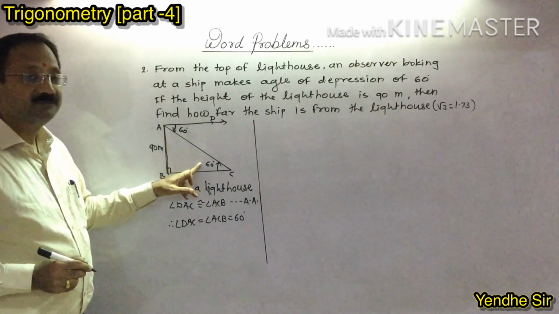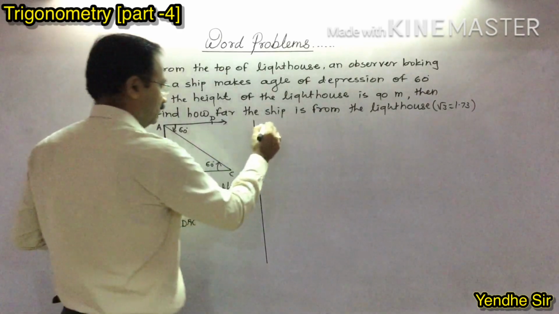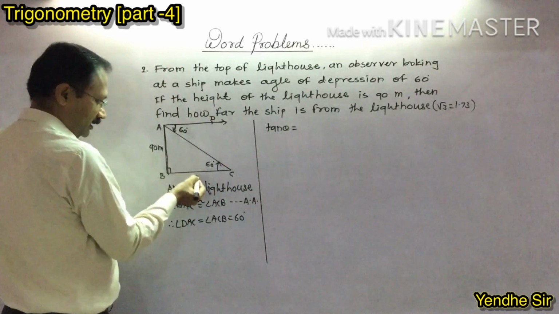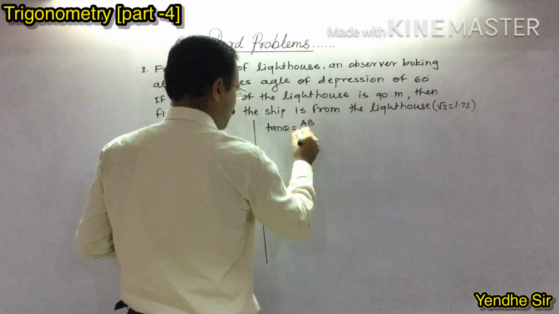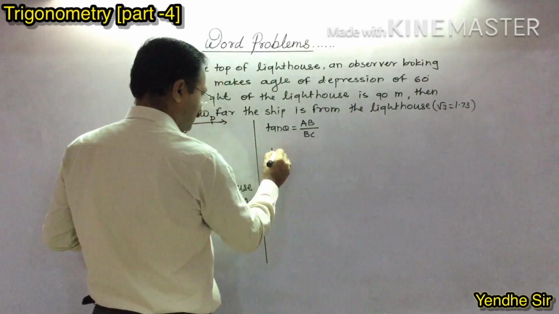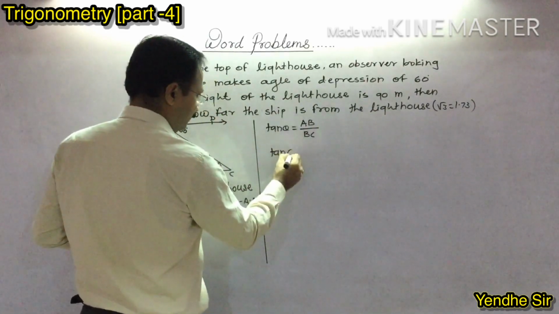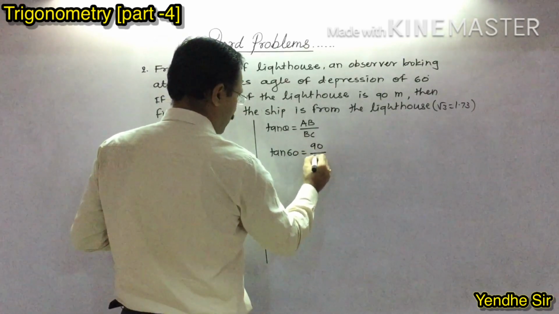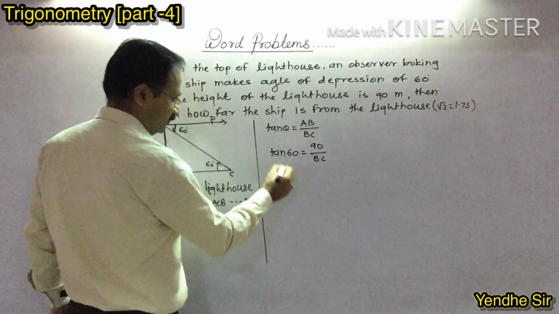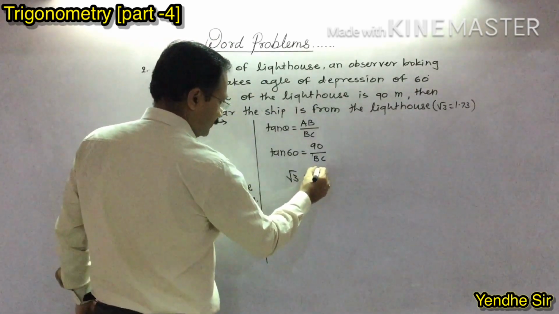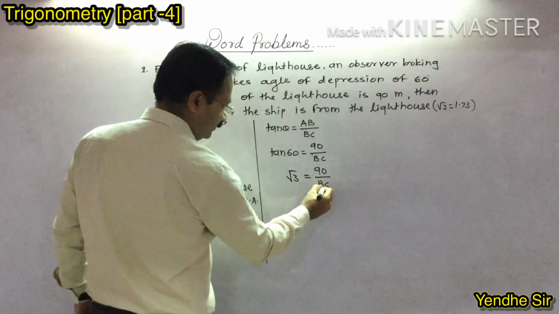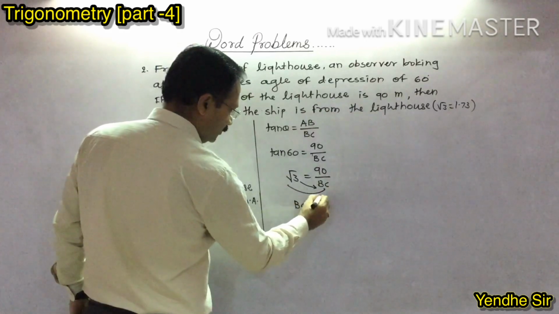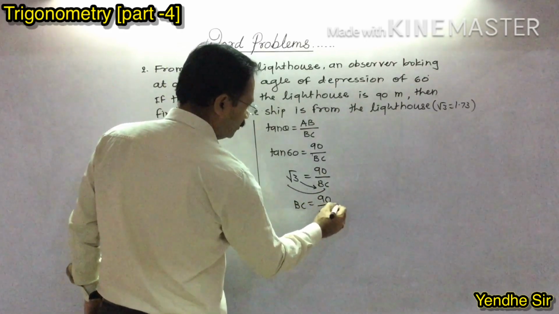Which formula am I going to use? Tan theta. So tan theta equals to what? Opposite upon adjacent. So here you write AB upon BC. Theta's value is given 60, AB's value is given 90, and you have to find out BC. Tan 60's value is root 3 equals 90 upon BC. So BC comes on this side, and you get BC equals to 90 upon root 3.